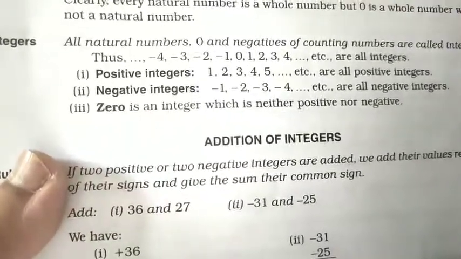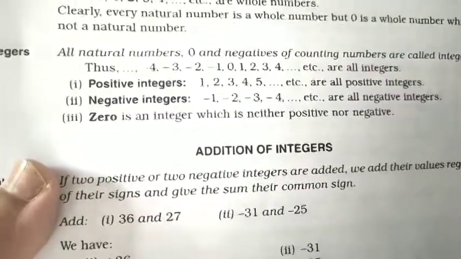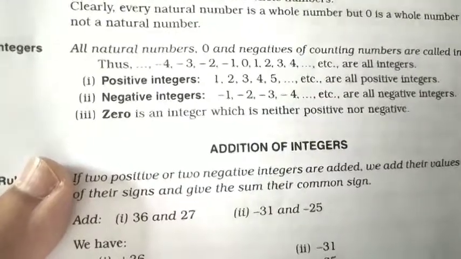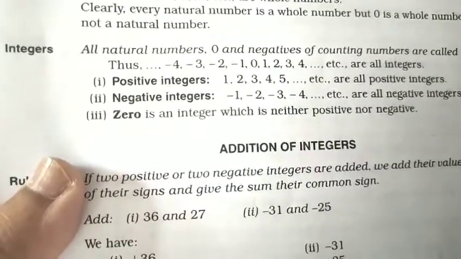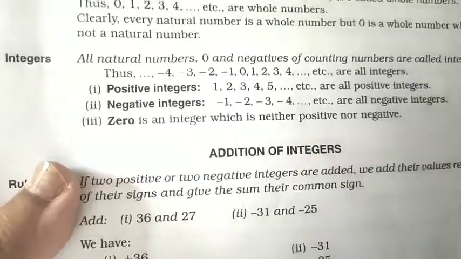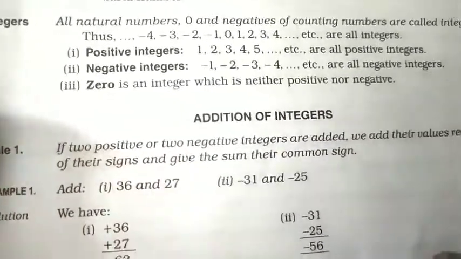Now what about 0? 0 is also an integer, but it is neither positive nor negative because it cannot be counted as minus or positive plus.